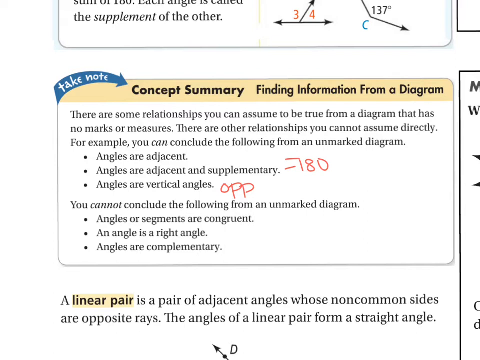Okay, things you cannot conclude is that angles or segments are congruent. You can't just look and say, oh, those look like about the same size, well, they're the same. No. You also can't assume it's a right angle. If it doesn't have that right angle symbol on there, then it is not necessarily a right angle. And then for complementary angles, you can't just assume that they equal 90 unless you have a right angle symbol.